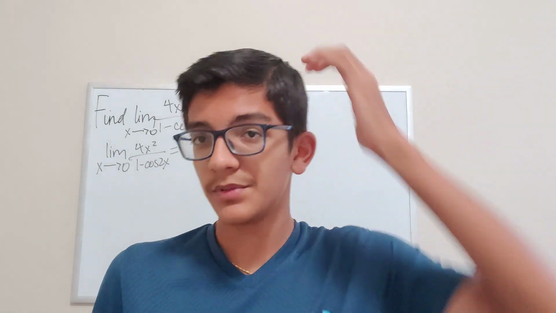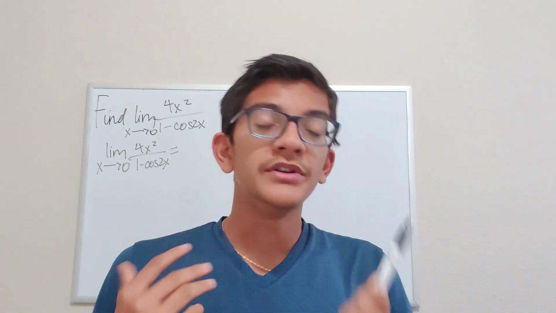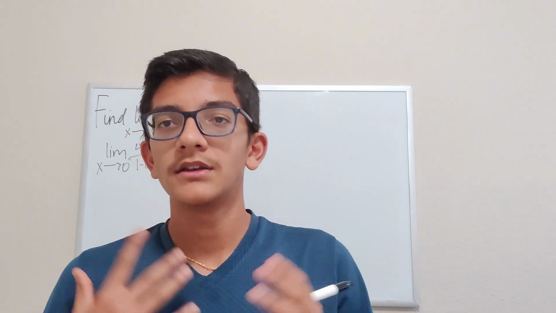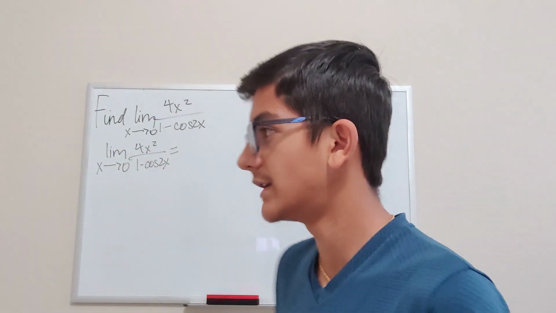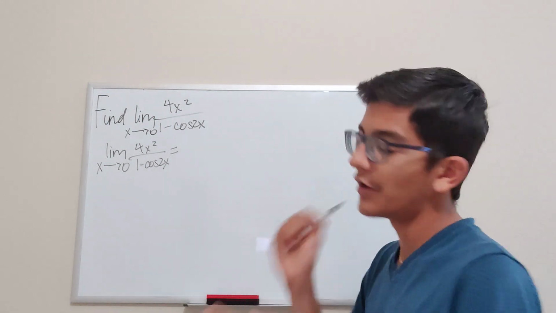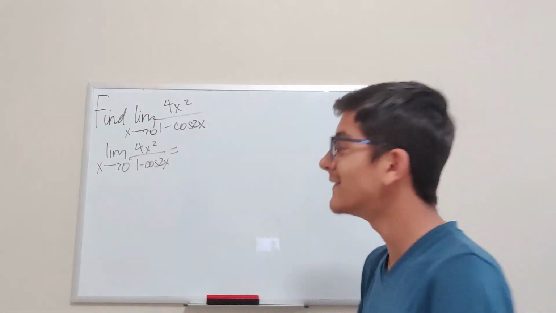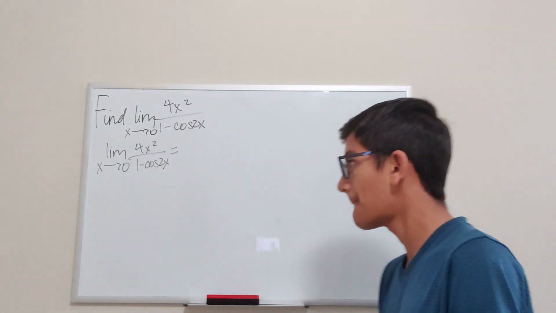Today we're going to be going over a challenging problem for limits, which I find was slightly harder compared to the previous problems which I've gone over. It's not harder because I'm going to explain a new concept, but because it requires a real understanding of how to manipulate limits so that we can find a conclusive answer. We want to find the limit as x approaches 0 of 4x squared divided by 1 minus cos 2x.